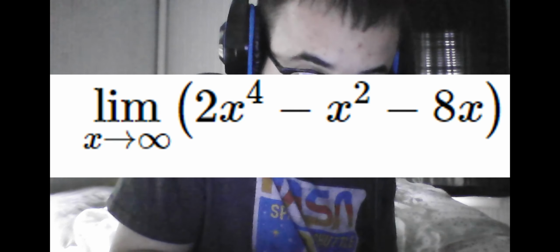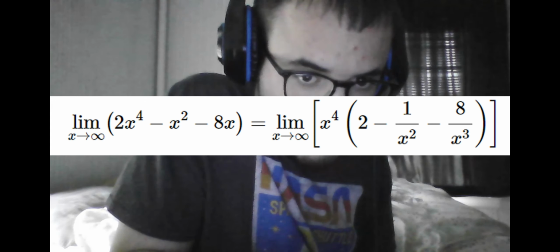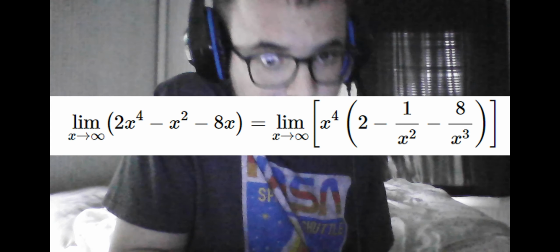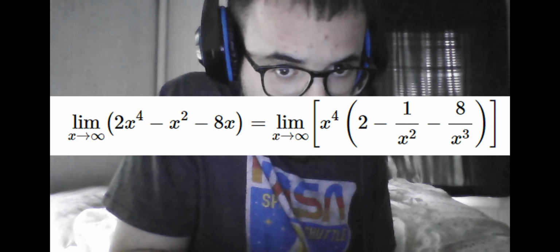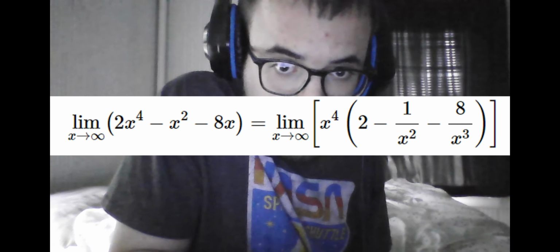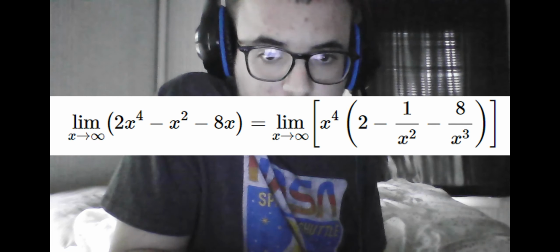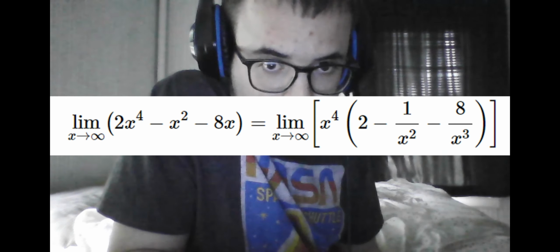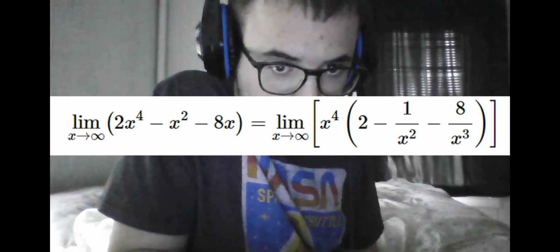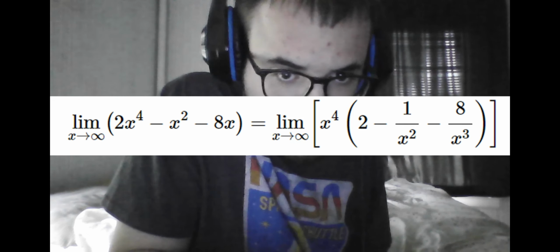But what we can do is take all of the terms in either constants or x in the denominator by dividing by the power of x farthest away from 0. So this leads us to 2 minus 1 over x squared minus 8 over x cubed. We see the limit of what we factored x to the fourth power out of is 2, because it is 2 minus 0 minus 0.